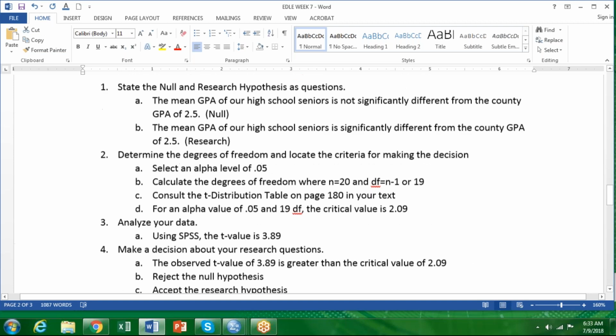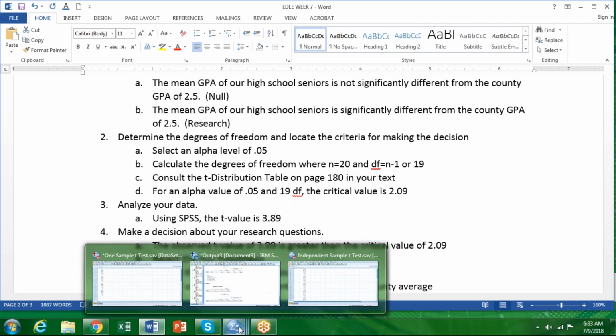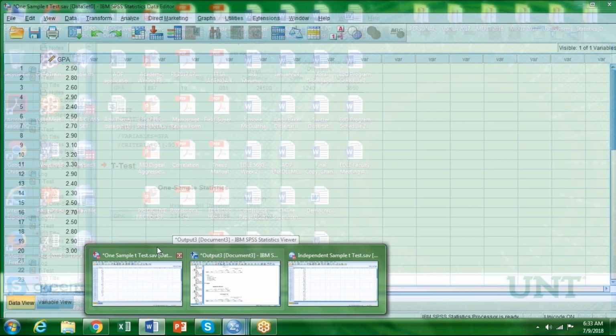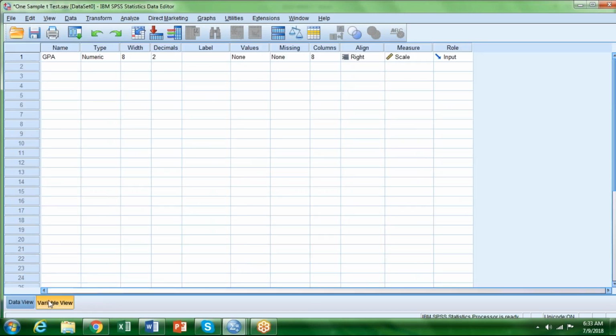So now that we've gone over that, let me move over here to SPSS, and we'll look at our one samples test. Again, on page 77, there is a table 6.1 that has the data in there. Look at the variable view first, and I have put in the name of the variable here, GPA. It's numeric data. I've given it 2 decimal places. And if we go over here, it is a scale. So make sure that you set that up properly.